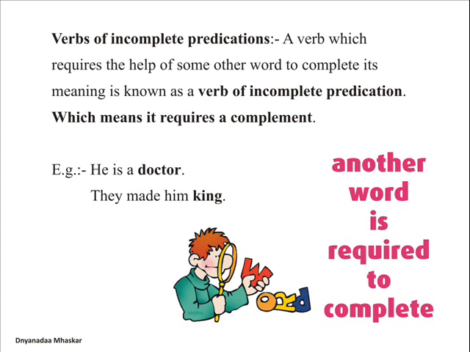So in the above two examples, what do we see? When we add a word to the sentence, it gives us a complete picture as to what we want to say. The words highlighted provide more information either about the subject or about the object. We will learn about it soon in detail.